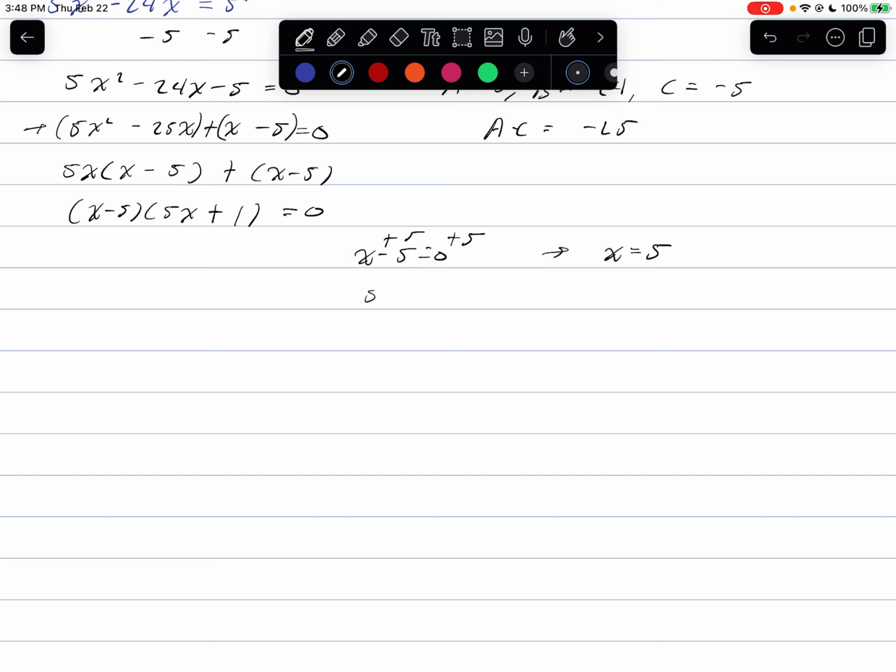We also have 5x plus 1 is equal to 0. We can take 1 away from both sides, and we get 5x is equal to negative 1. So we can divide both sides by 5, and we get x is equal to negative 1/5. So x equals 5 and x equals negative 1/5 are both solutions here.